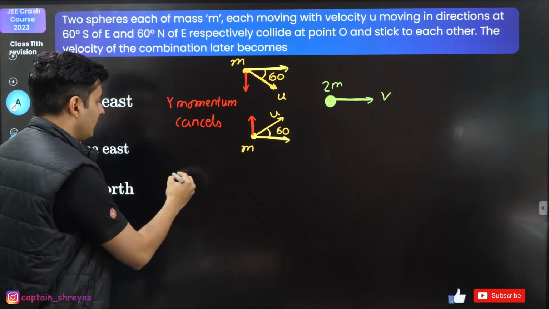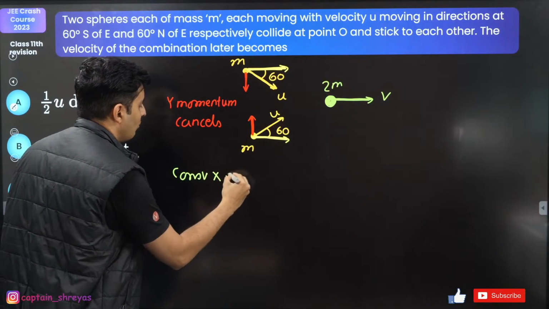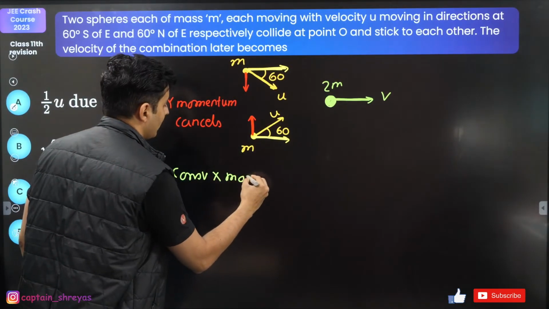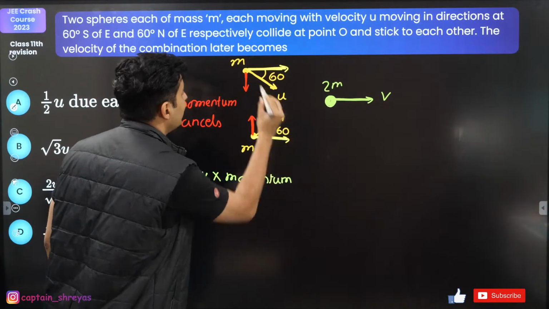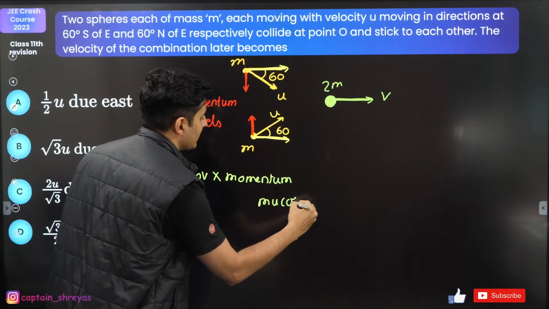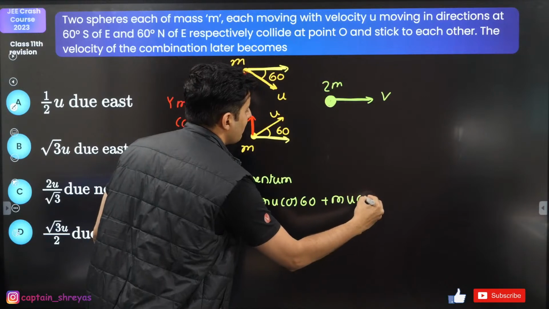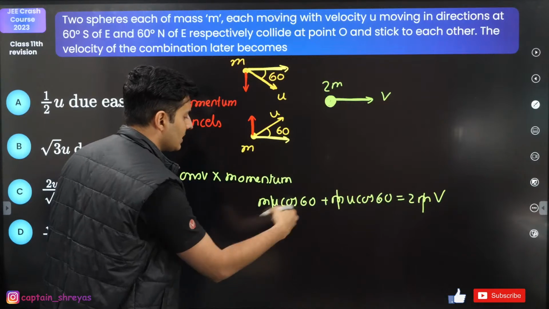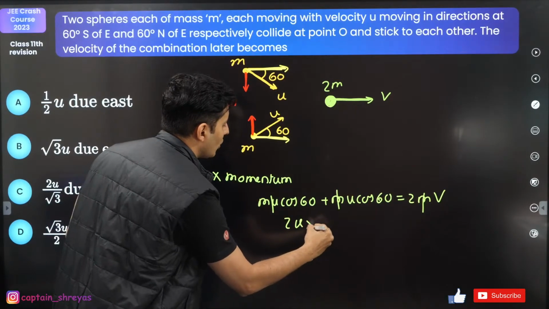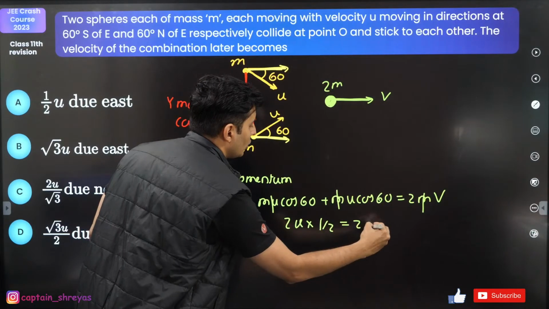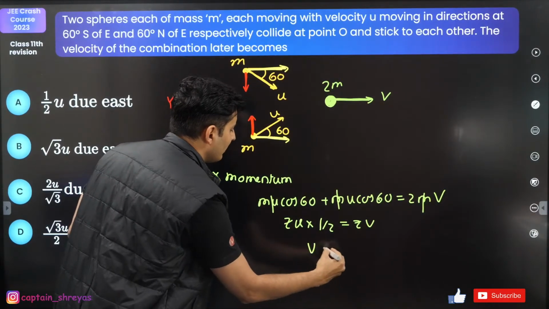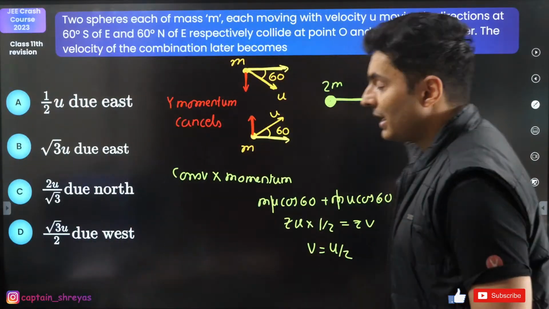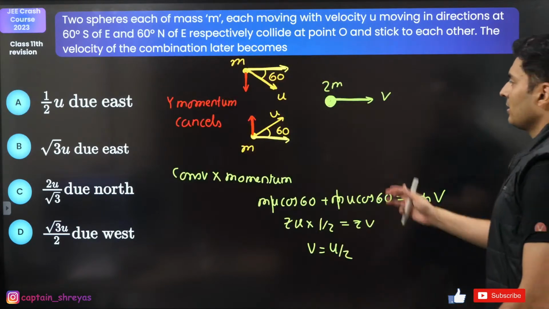So if you conserve x momentum, the momentum of this mass is mu cos 60, and the momentum of the other mass is mu cos 60. This will be 2m into v, m cancels. u cos 60 plus u cos 60 is 2u cos 60. Cos 60 is half, equal to 2v. 2 cancels, so v will be equal to u by 2 in the east direction. Exactly, so in the east direction, that will be the final answer.